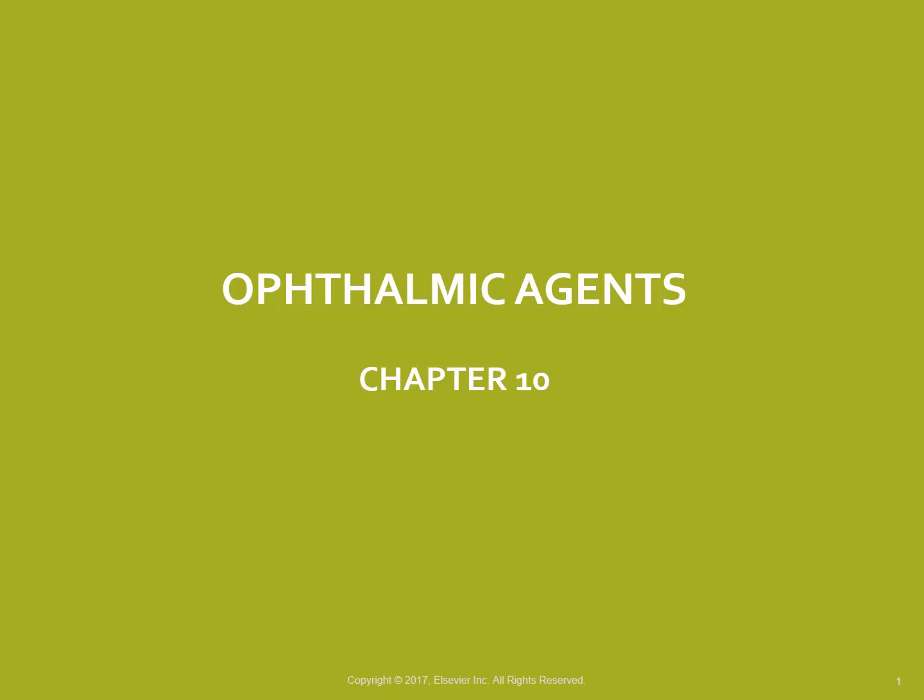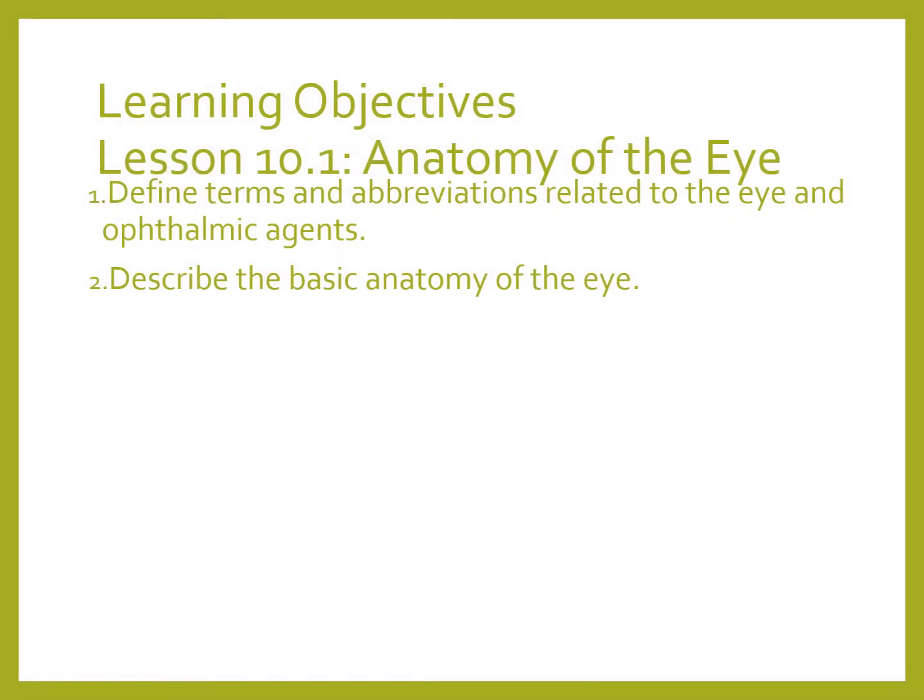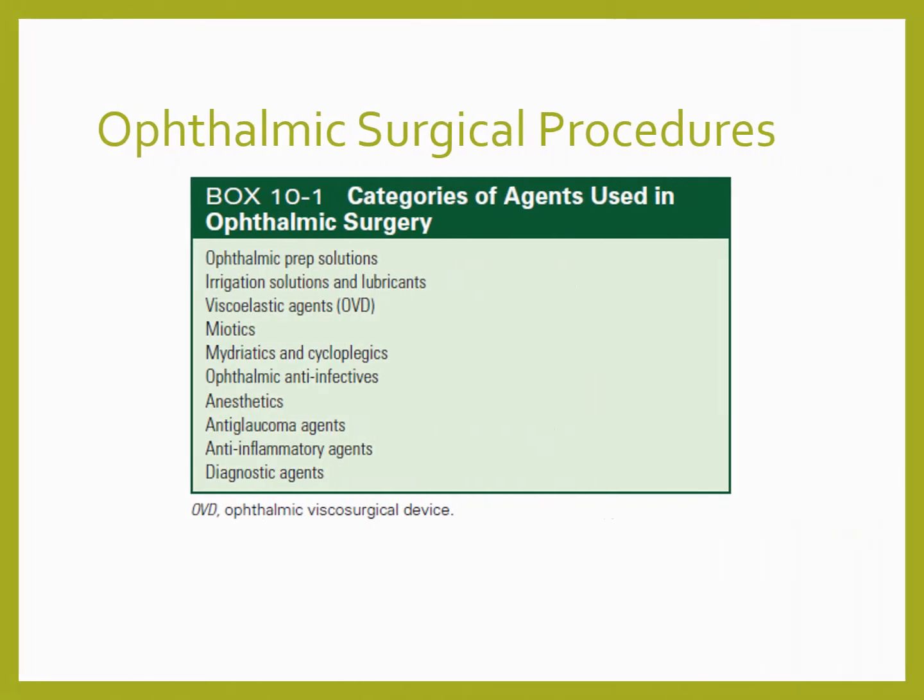We're talking about ophthalmic agents, which is chapter 10 in your book. First, we're going to review some terms and abbreviations, and then we will talk a little bit of review about anatomy of the eye. Box 10.1 is going to list some of the categories of agents used in ophthalmic surgery.